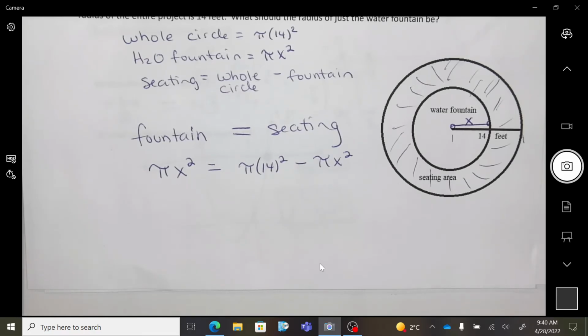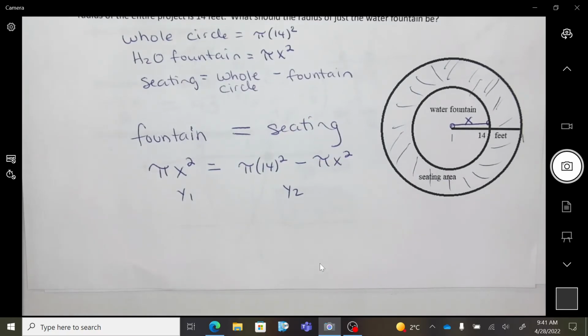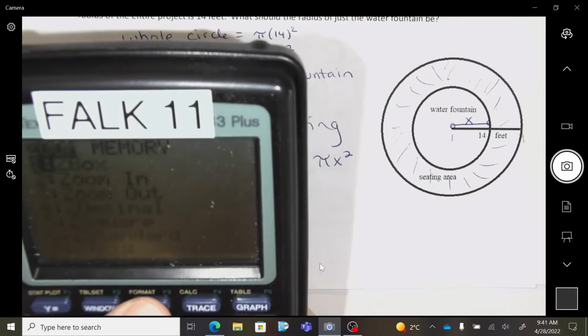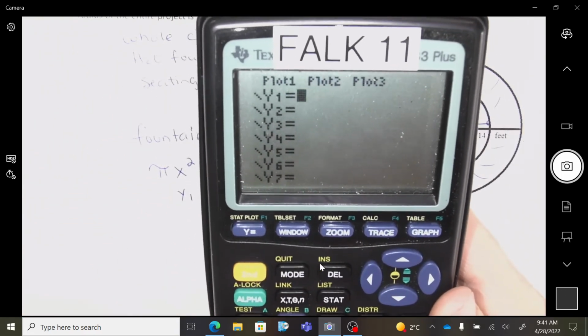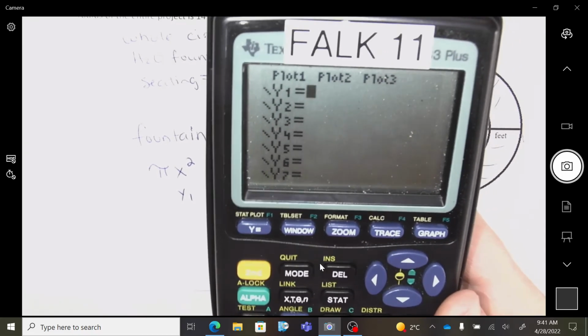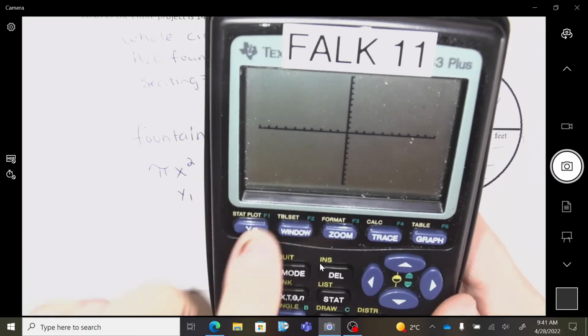Okay, so we're going to go into our calculator. This will be our Y1, this will be our Y2, and we're going to figure out how to make it work. So I'm going to clear and I'm going to zoom 6. So I cleared what I had and I zoomed 6 just to reset. So zoom and then hit 6. Reset it, y equals.